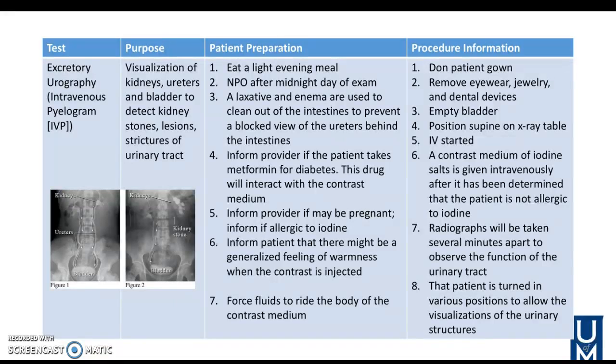Inform the provider if they're pregnant or allergic to the iodine. Inform the patient that they may feel warm from the contrast media. And then after this test, we're going to ask them to force fluids to rid the body of the contrast media. So we'll see in our picture on the left-hand side there, we can visualize the kidneys, the ureters, and that bladder. On the right-hand side, we can see an additional little guy on there. He's the kidney stone within that kidney. So it's very helpful in seeing those urinary tract structures.